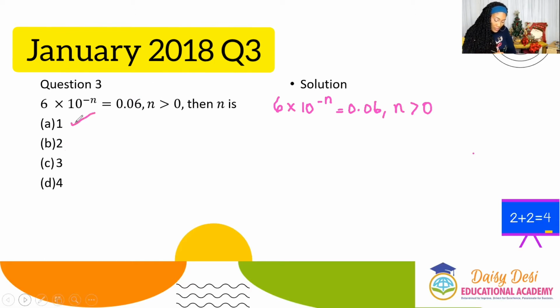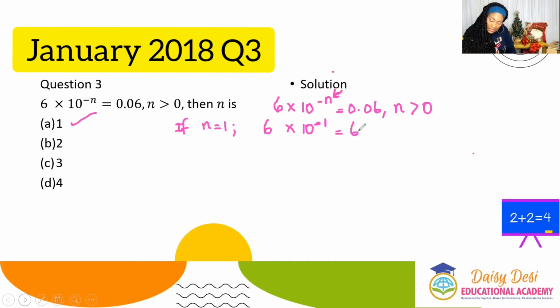So let's try the first one first. n is equal to 1. If n is equal to 1, we have 6 multiplied by 10 to the power of negative, and instead of n, remember we are trying 1 first, so we put n equals 1. 10 to the power of negative 1. Remember, the negative sign stays. We are entering a value for n.